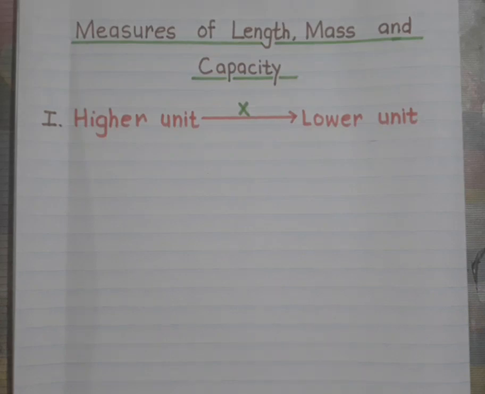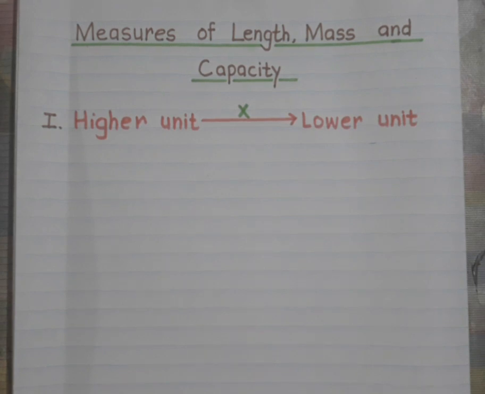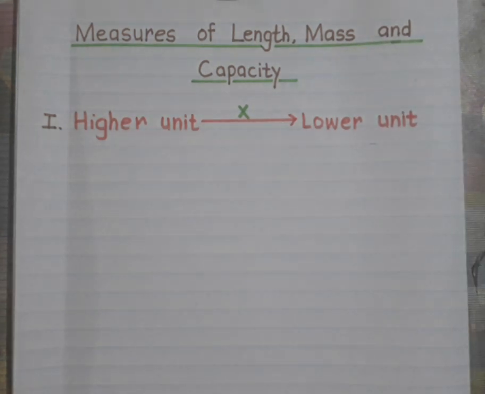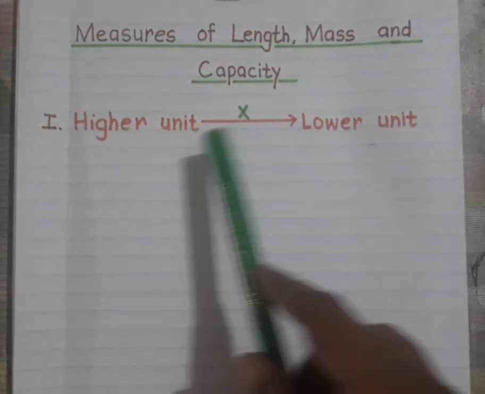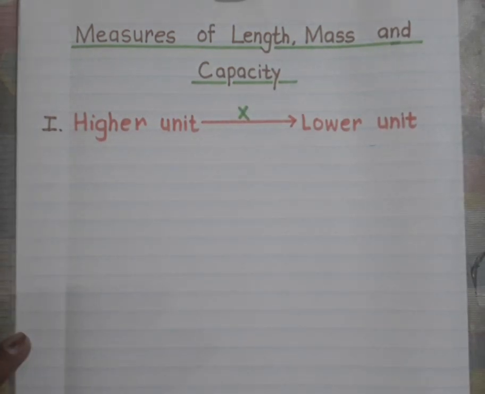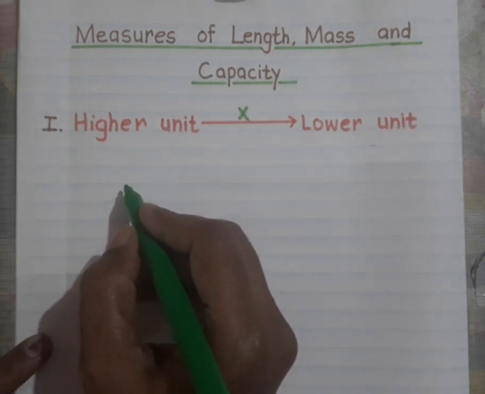Good morning, girls. Let's continue with the same topic that we were doing before. We are doing the lesson measures of length, mass, and capacity. So far, we have been doing the conversion of higher unit to lower unit. And when we move from higher unit to lower unit, we go for multiplication, isn't it? And you also know about the sentence that we use for conversion. And what is that sentence?